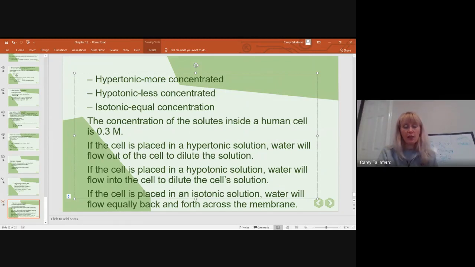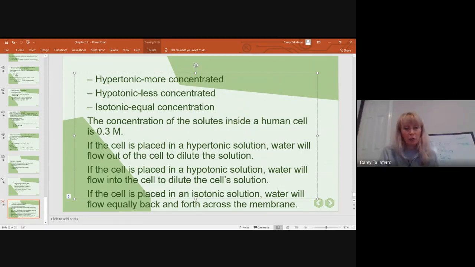Conversely, if you place a cell in a hypotonic solution, meaning the cell has more solutes than the solution it's resting in, what's going to happen? Water is going to go into the cell to dilute the cell's solution. And then at that point, if there's too much of a discrepancy, those cells are going to take in so much water that eventually, in theory, they could burst.